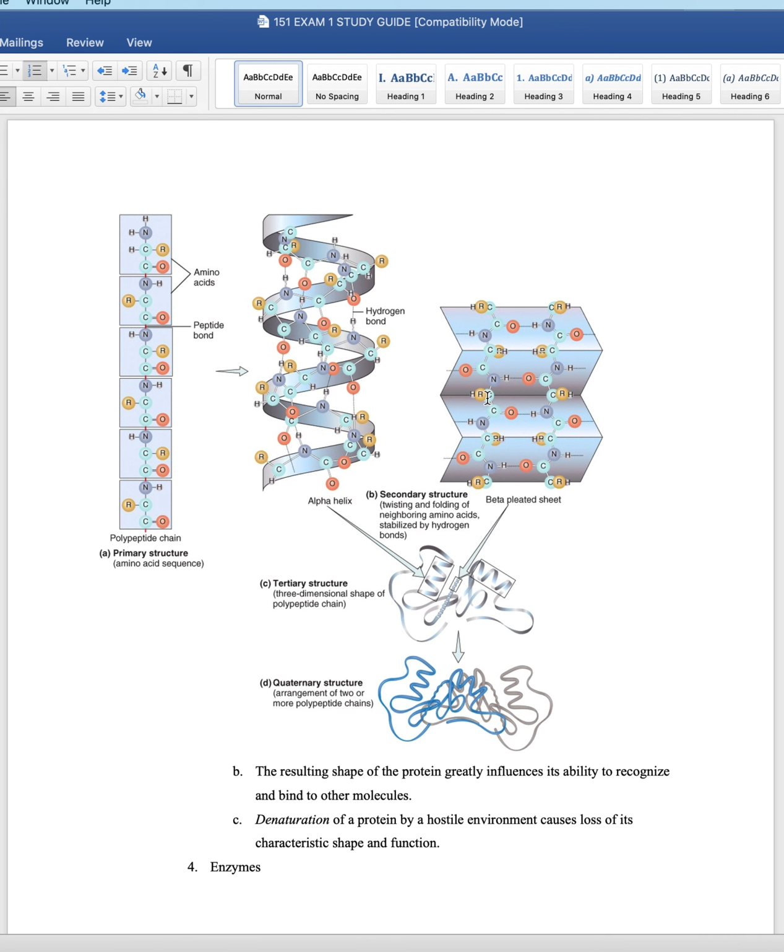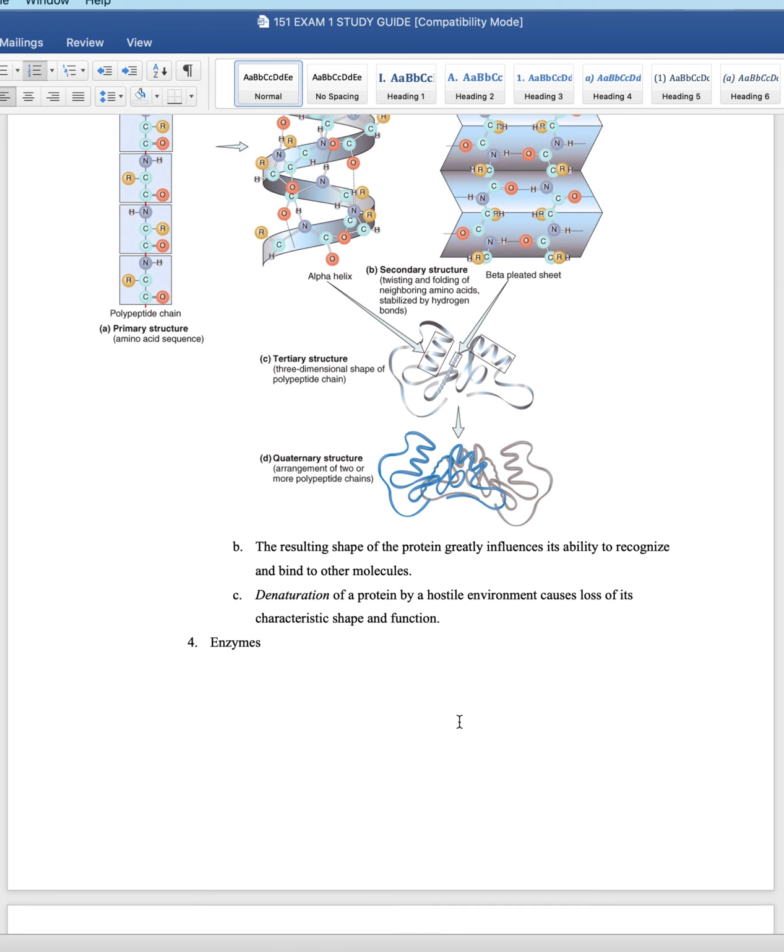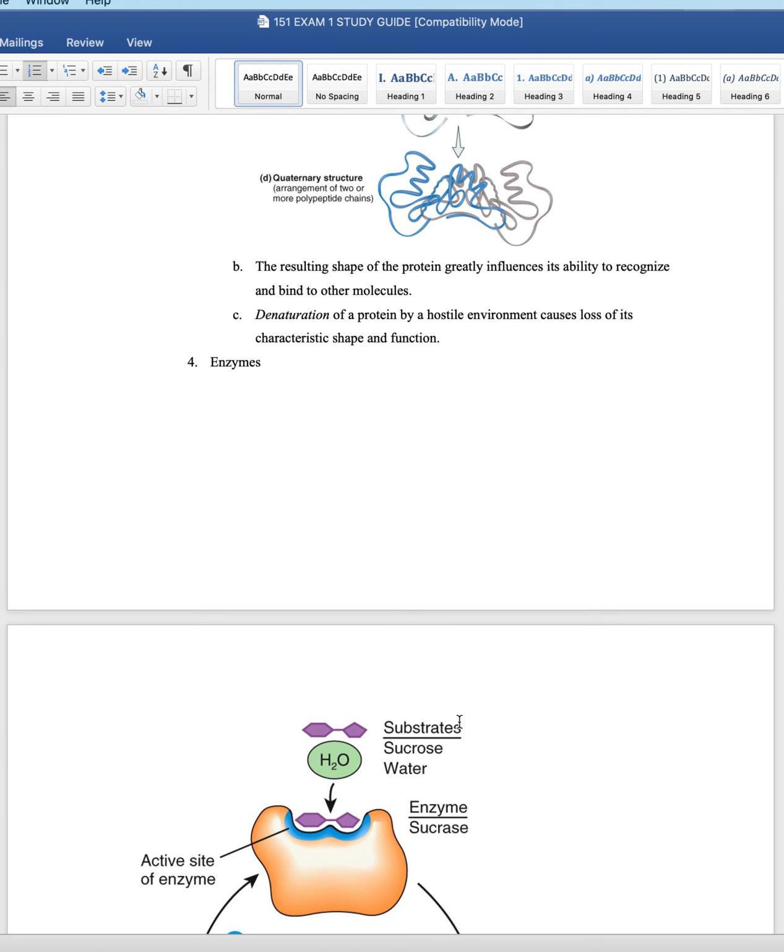So all of the beta pleated sheets and alpha helixes, that's called tertiary structure. And then when multiple proteins come together, like in the case of hemoglobin, when we have two alpha and 2 beta subunits, then it's going to come together and make a quaternary structure. We have more than one polypeptide chain coming together to form the final protein.